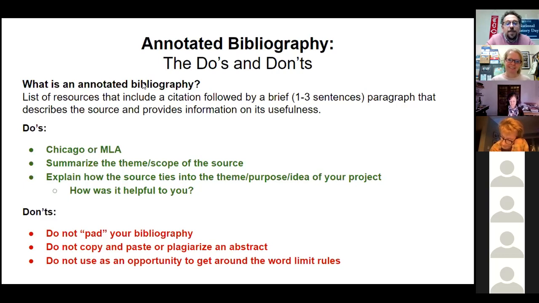I also do not just cut and paste or plagiarize the abstract of, say, an article or anything like that. We want that still to be in a student voice and student words of how it was used and what it is. And do not use this as an opportunity to get around the word limit.